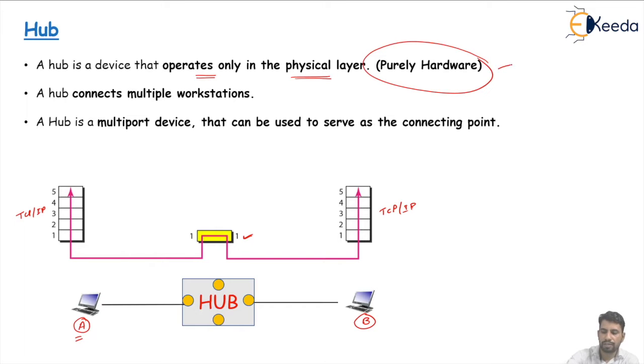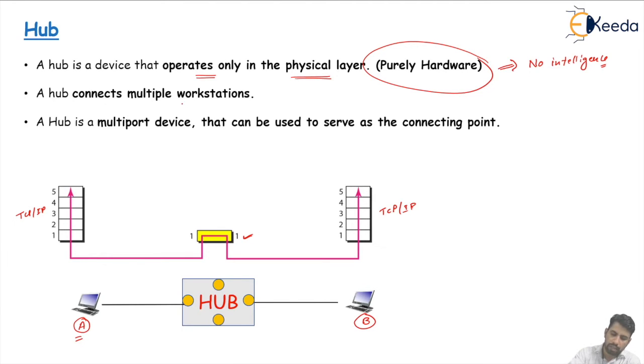Purely hardware device means it has no intelligence. It is a passive device and will not take any decision about packet forwarding direction. Mainly, what is a hub?